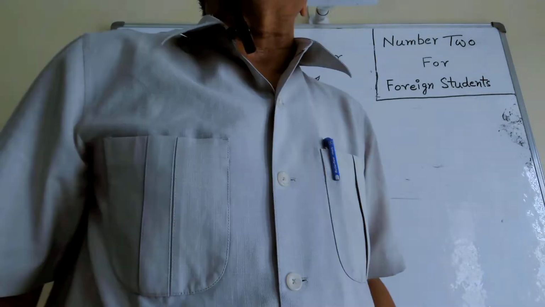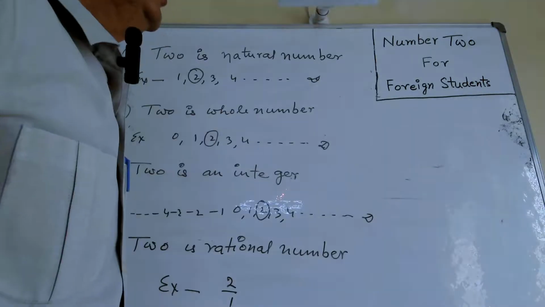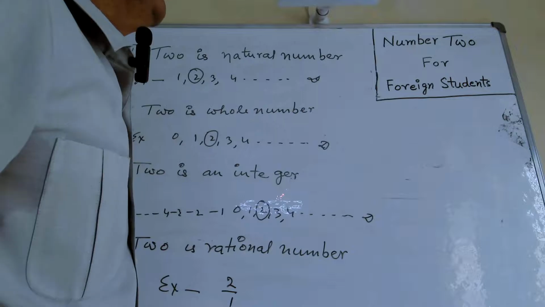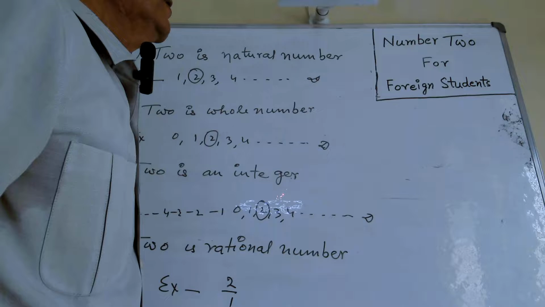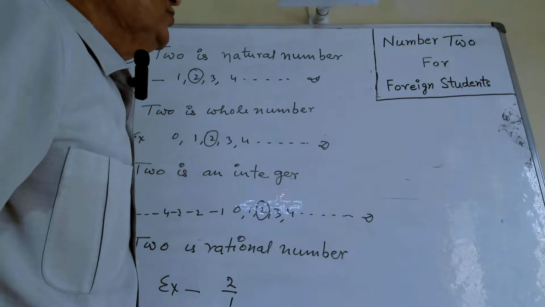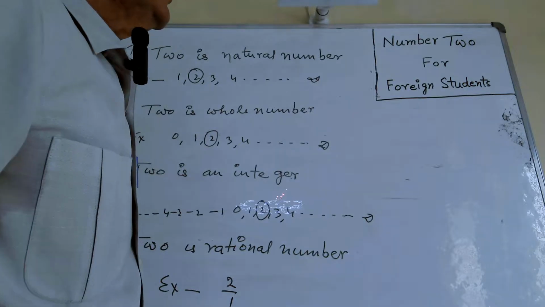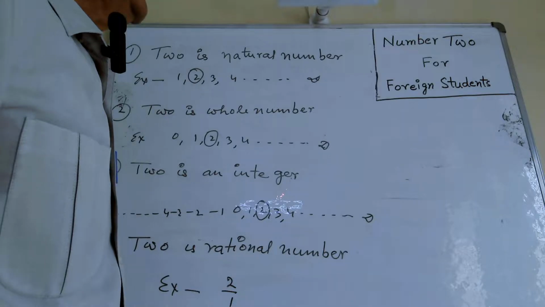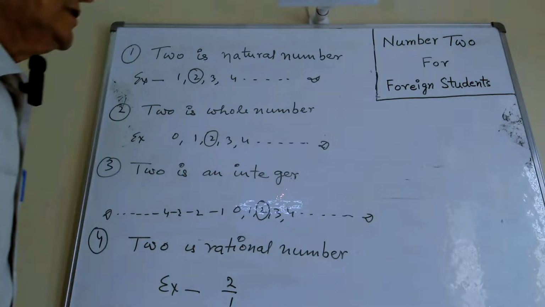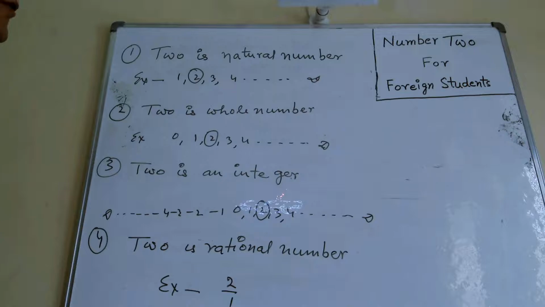My dear students, I am going to tell you something about number 2. 2 is a very important number. 2 is a very useful number in mathematics and nature also. So I am taking 2 and defining all the properties of 2 one by one.